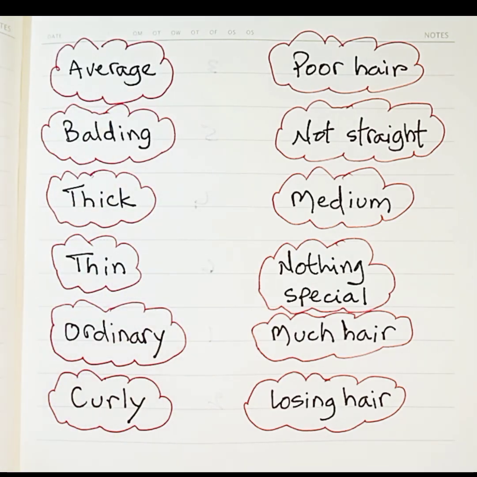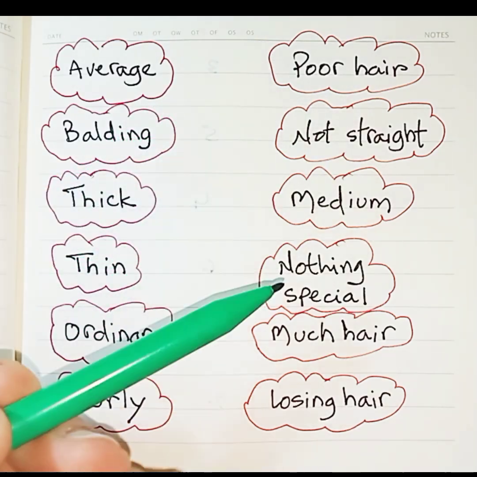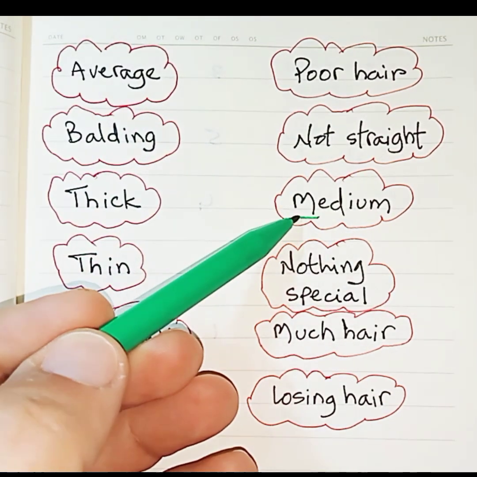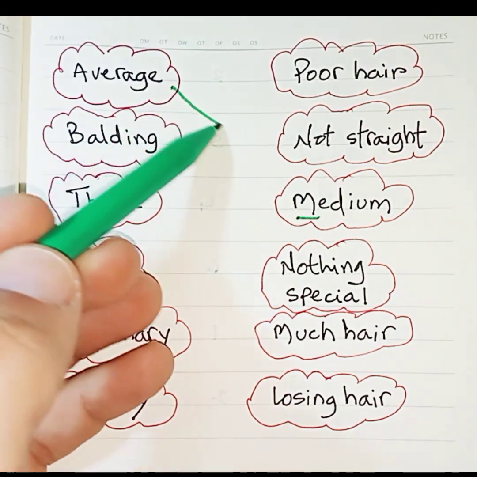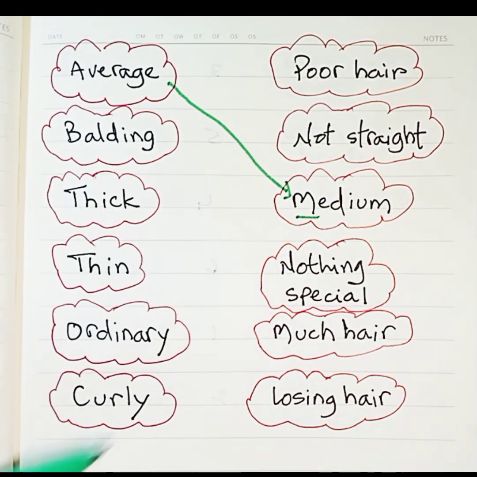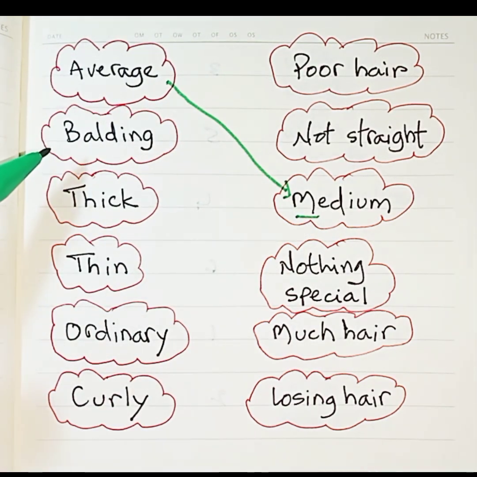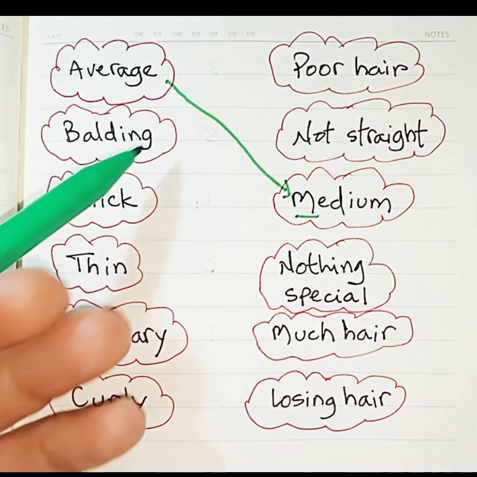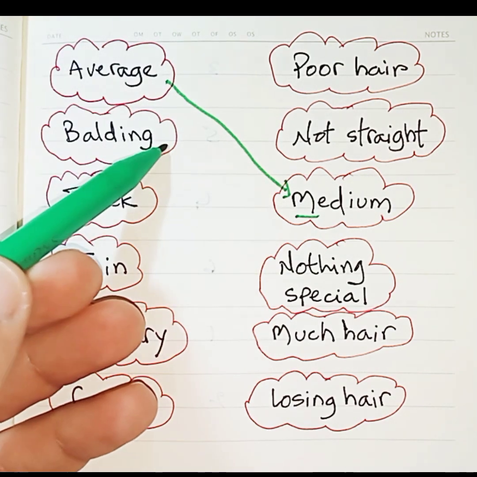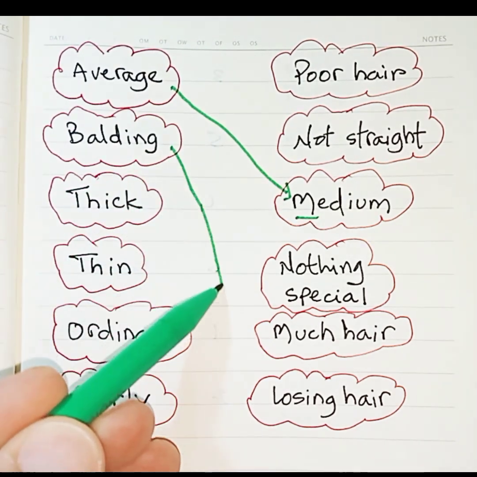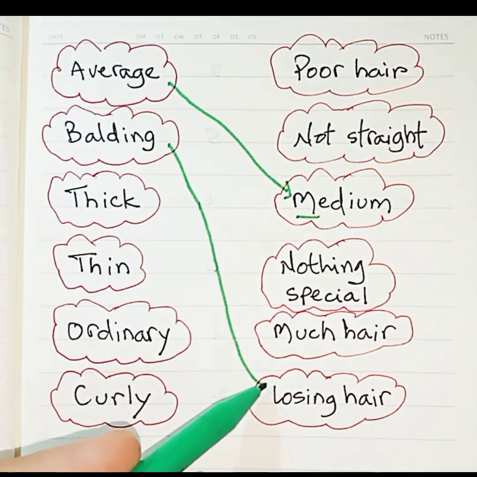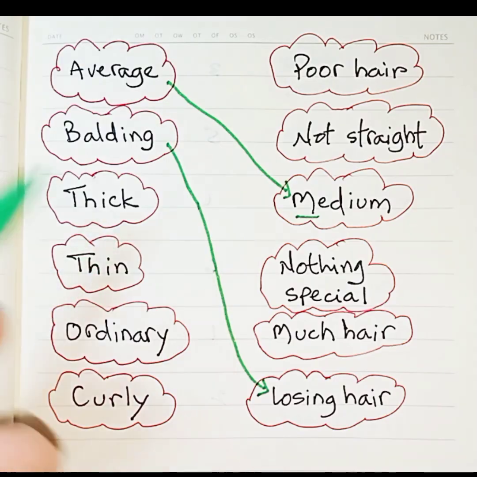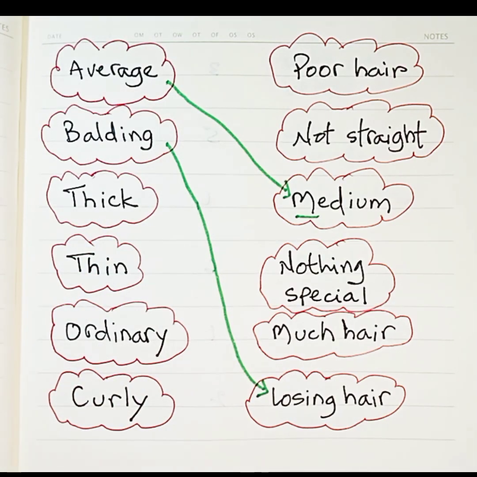We start with average. Average means medium. So we can say average height or medium height, not short, not tall. Balding means, yes, that's right, losing hair. Someone who has his hair falling, it means he's balding.